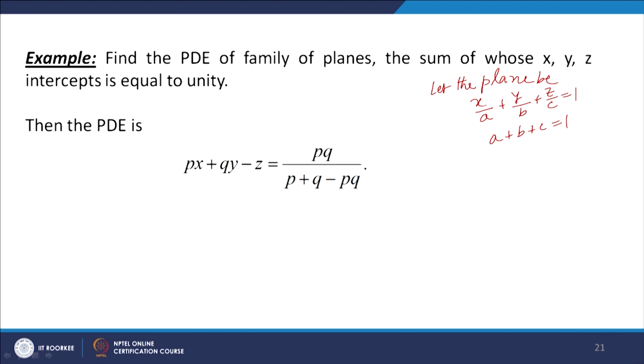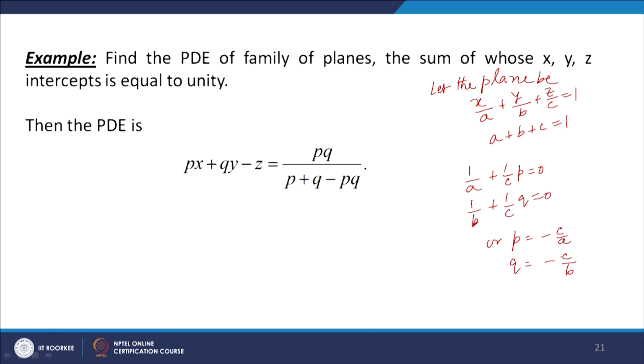So, let us differentiate this with respect to x. We get 1/a. Now, the derivative of y with respect to x is 0. So, 1/c times the derivative of z with respect to x, we get p, equal to 0. When we differentiate with respect to y, we get 1/b + (1/c)q = 0. So, we get the relations: p = -c/a and q = -c/b. So, p is -c/a, q is -c/b.